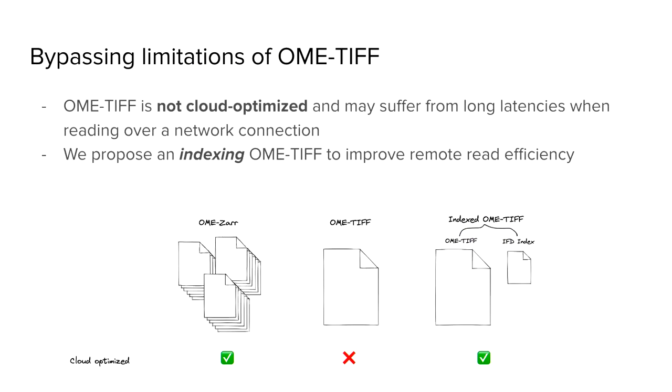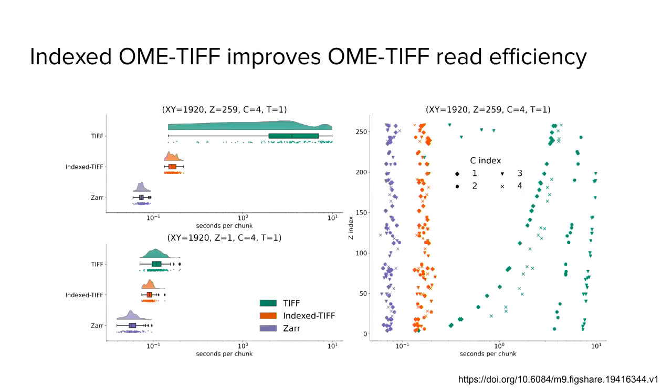The figure is showing a cloud-optimized OME-Zarr. OME-TIFF is not natively cloud optimized, and our extension to OME-TIFF is OME-TIFF plus this small index file that allows you to read it closer to the performance of OME-Zarr. And we benchmarked this. These are similar to the figures from before, and I'll walk you through them quickly.